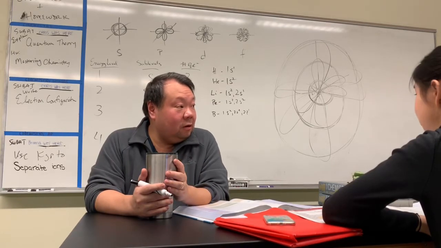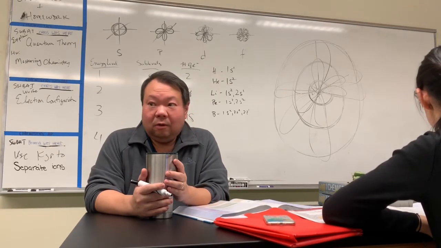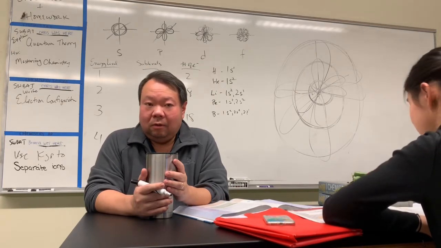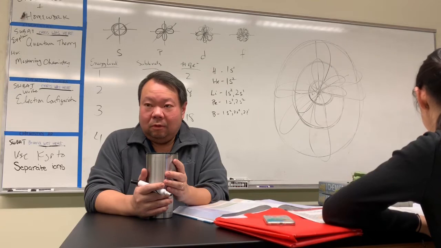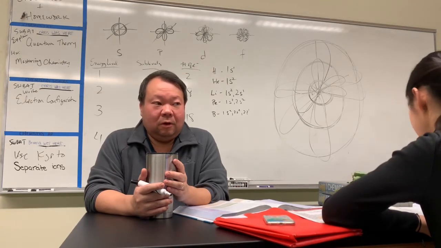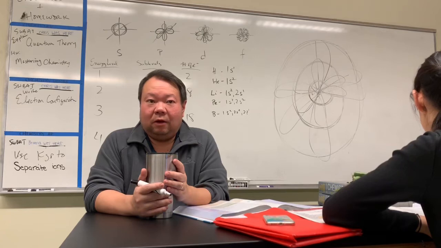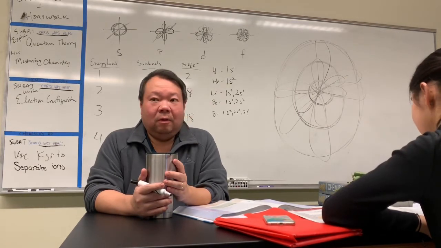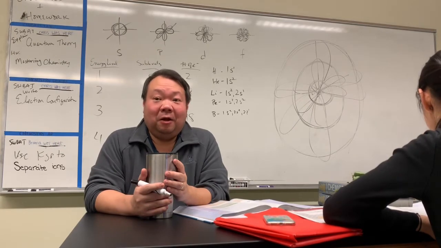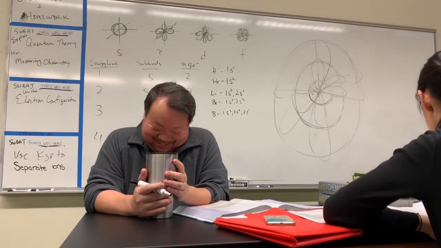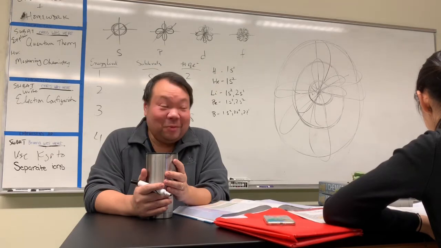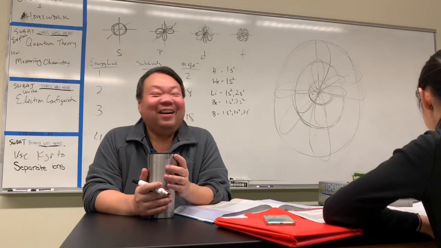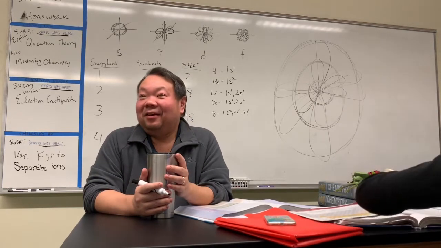What's the next element? Carbon. Gabe. 1s2, 2s2, 2p2. Correct. Next one. Nitrogen. Who wants to try that? Nia. 1s2, 2s2, and 2p3. Correct. You didn't say I love you. Okay, what's next? Oxygen.